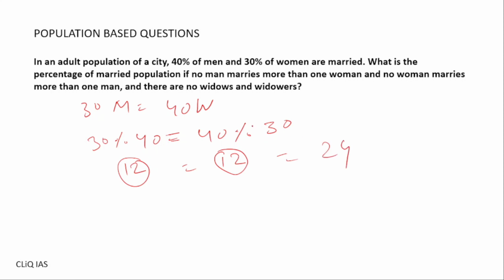Now 12 men and 12 women are married, so total married population is 24. And what is the total population? 40 plus 30, 70. 70 is the total population, 24 are married. So the question is simple.